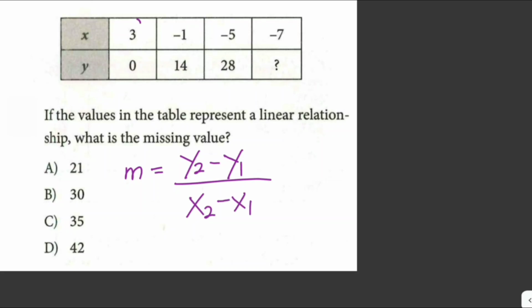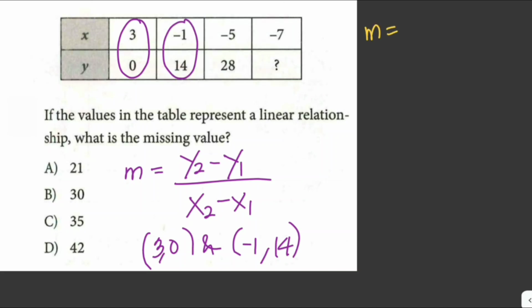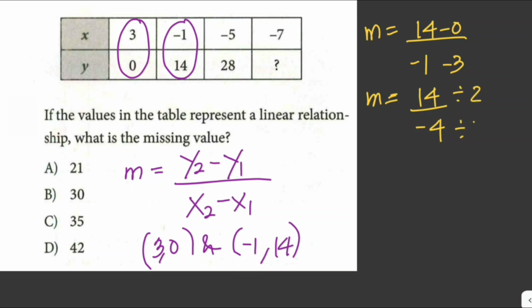So we can choose 2 points from the table. Let's say 3, 0 and negative 1, 14. Then we can solve for our slope. It will be 14 minus 0 over negative 1 minus 3. So this is just 14 over negative 4. So we divide both the numerator and denominator by 2. So we have 7 over negative 2. So our slope is negative 7 over 2.